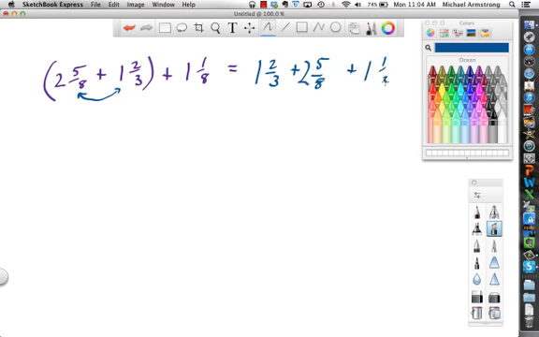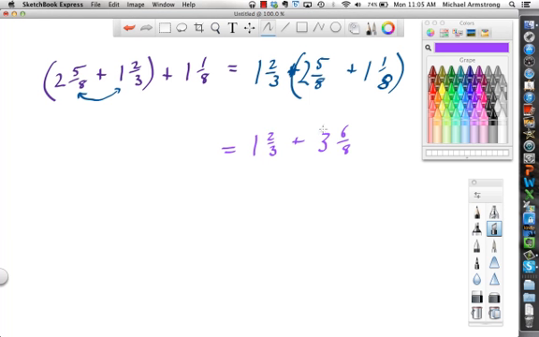And then we're going to also regroup it. 1 1/8, yeah, that's our last one. So we're going to group it so that we're grouping our 8s together. Make sure the addition sign is out here. Okay, so that's how that works. We're gonna do these two first, which means I'm going to leave 1 2/3 alone, and I'm going to look right inside here. 2 5/8 plus 1 1/8 is 3 6/8.